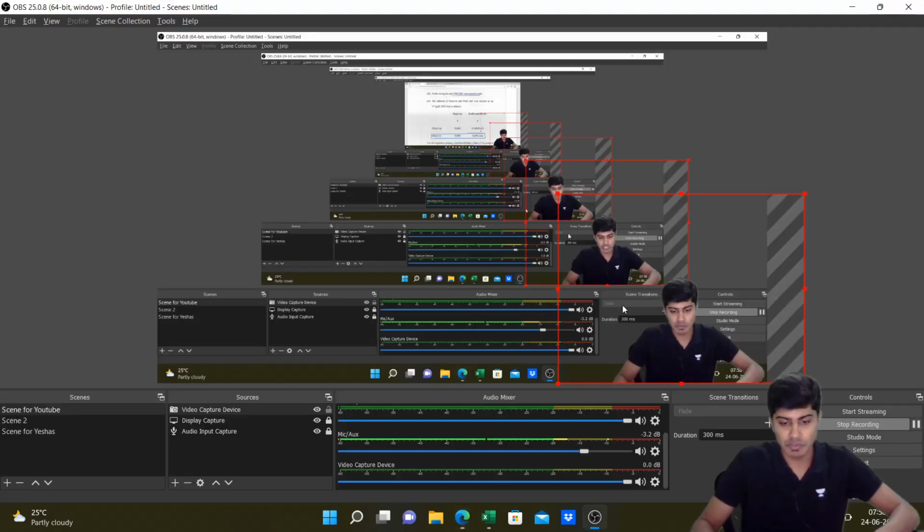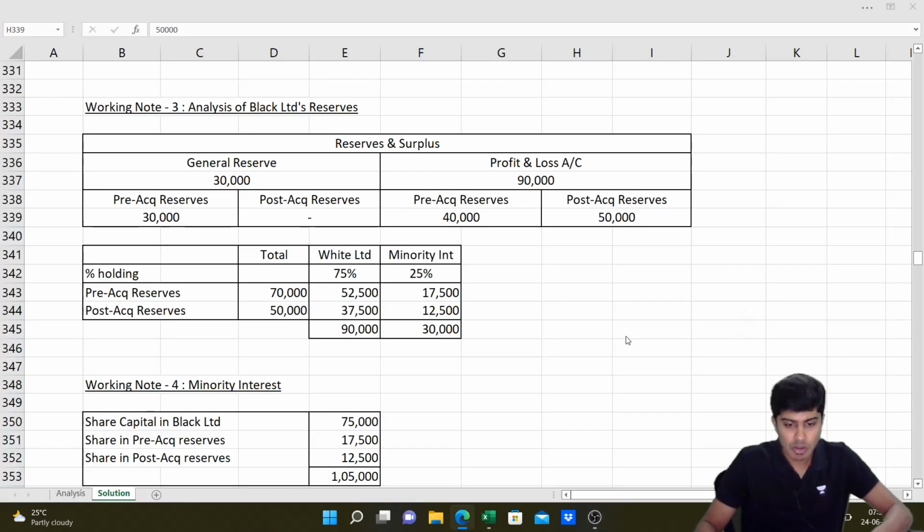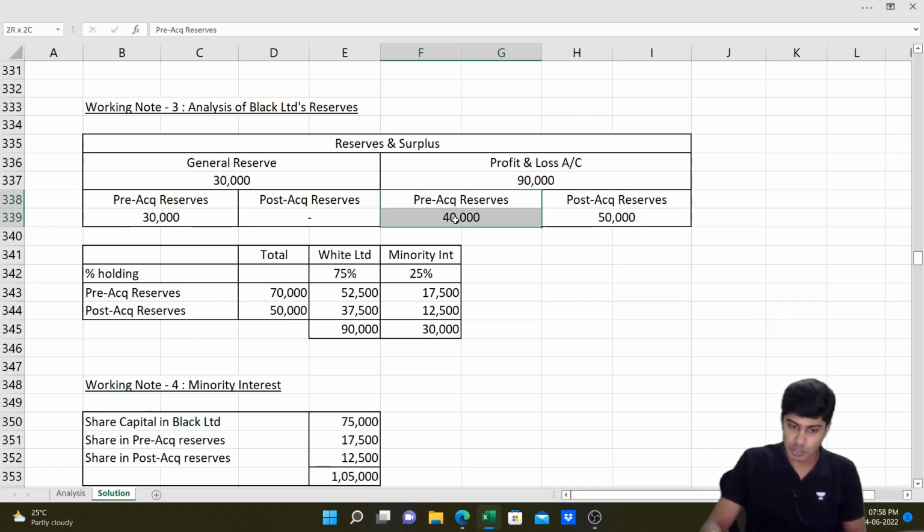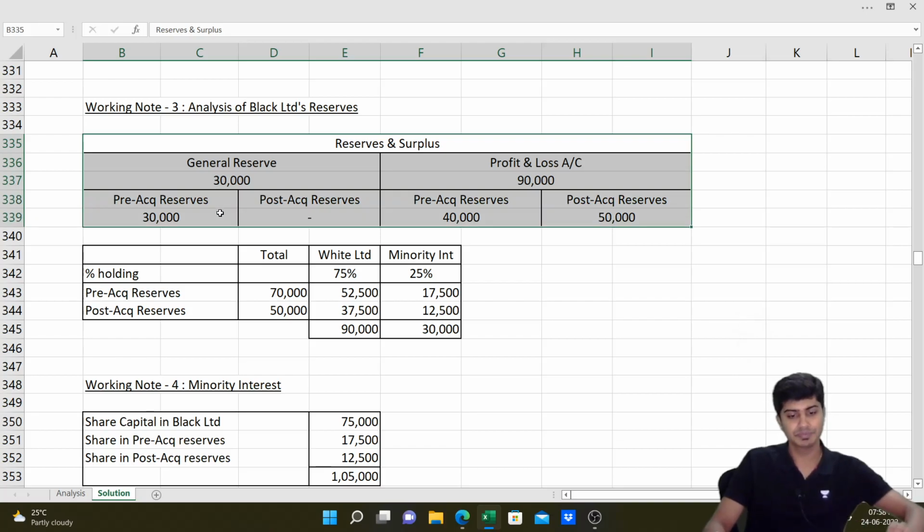So for the post-acquisition period, profits will be 50,000. And for the pre, it will be 40. Why? It will be 50,000 profit and 10,000 loss. So together it becomes 40. So I hope you understood this part.